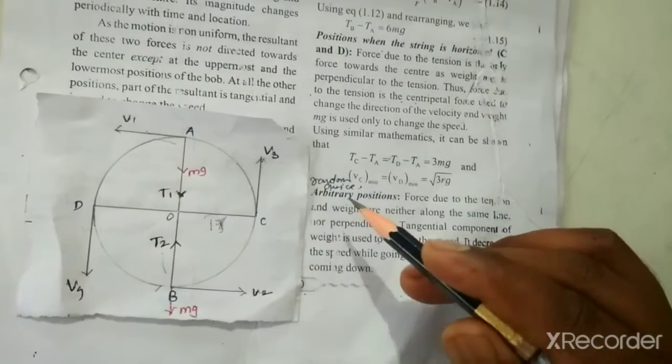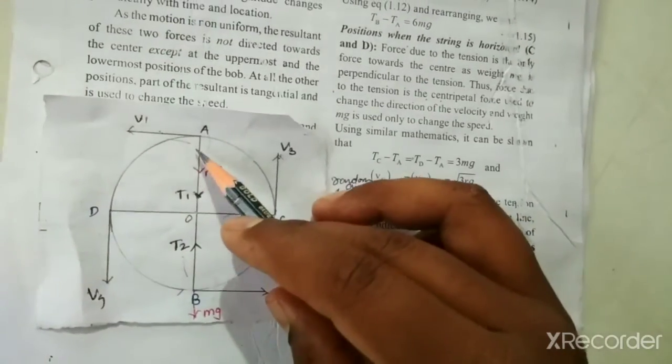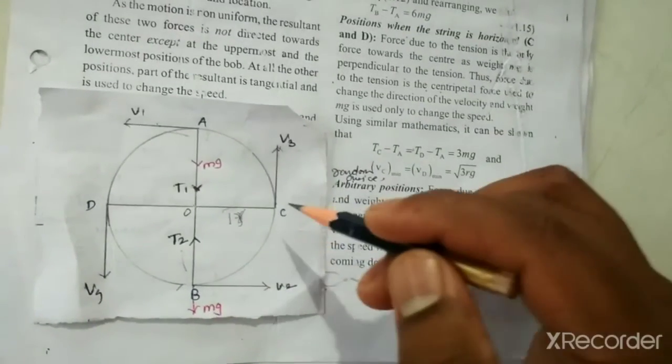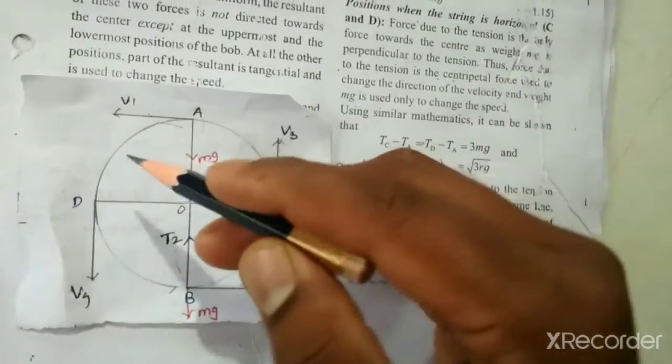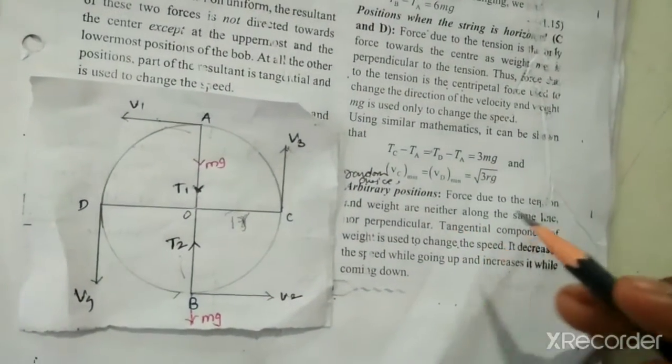And the next one is arbitrary position. Arbitrary means a randomly chosen position. Here we chose the positions: first the highest position, then the lowest position, and then the mid position. Arbitrary means a random choice of position, anywhere, here. So in this case, arbitrary position.